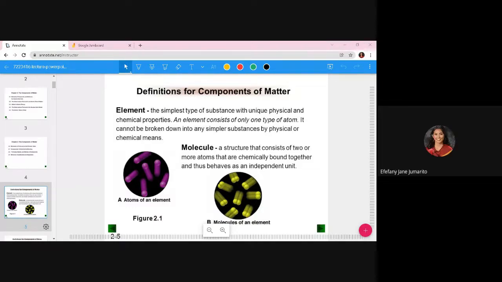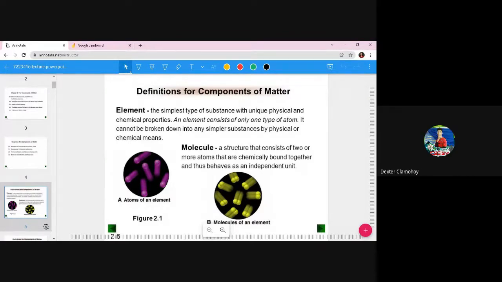All right, elements. Now, the second word is molecule. A molecule consists of two or more atoms that are chemically bound together and thus behaves as an independent unit. As you can see here, this is a molecule. When elements are combined, it becomes a molecule. Give me an example of a molecule.